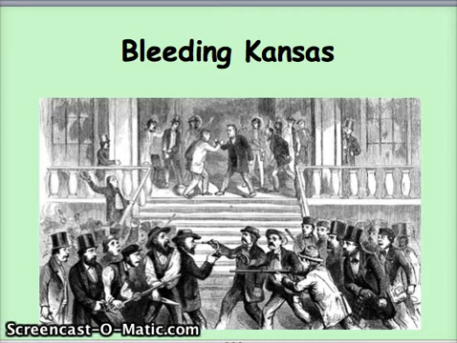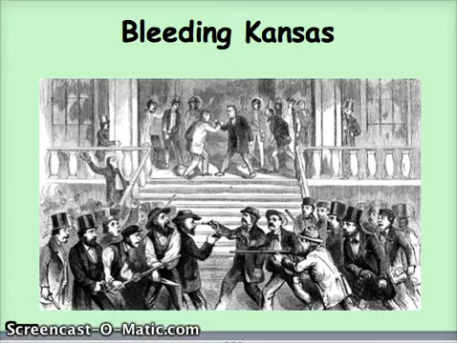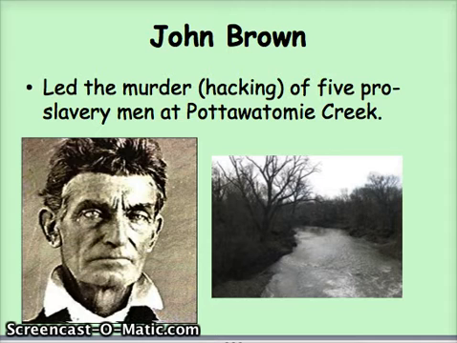One of the characters who you are going to read about later is John Brown. John Brown is a very strong abolitionist. Not only is he against slavery, but he believes in the equality of man, very much ahead of his time in regard to race and equality. But at the same time, he is very determined to do whatever it takes in order to stop slavery, and if he needs to kill people, he'll kill people.